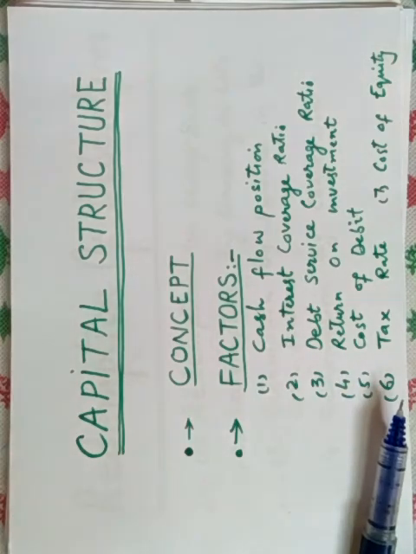Number six is tax rate. The tax rate has a great impact on the cost of debt. A higher tax rate makes debt cheaper and thus increases its use, and vice versa. As interest is charged against profit as an expense, profit is reduced, which relieves the enterprise from the burden of tax to some extent. Hence, a higher tax rate becomes an attraction for the inclusion of more debt in the capital structure.